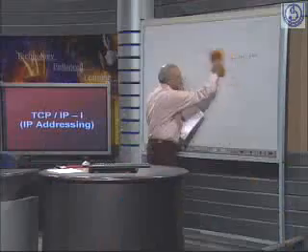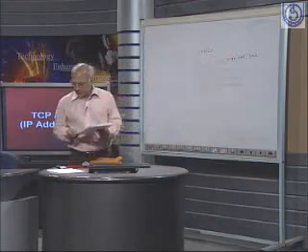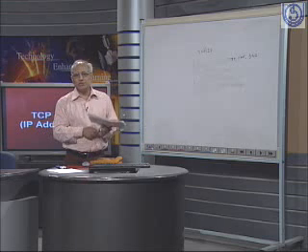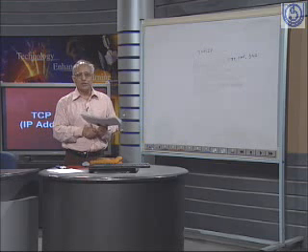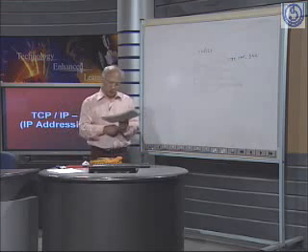So we'll talk about how addressing takes place on the internet. The first thing that is very important to understand is that every device on the internet must have a unique address, and the size of the address is 32-bit. This is what we have discussed so far.